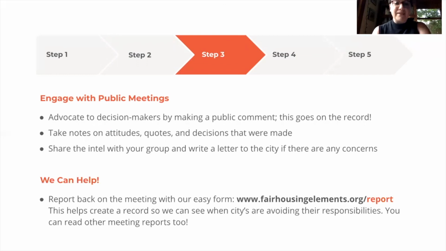We have a program at YIMBY Law to report back on meetings, which is pretty fun. It's a way for us to keep track of what's happening in those decision-making rooms. And it's at that website for housingelements.org/report. And it can help us keep a record of what's happening. And so if cities do fail at their responsibilities, we'll be able to point back at that.